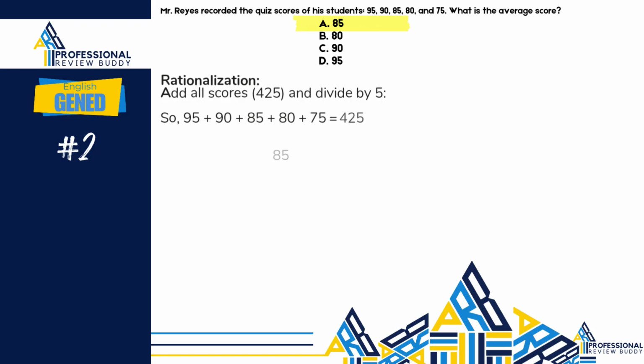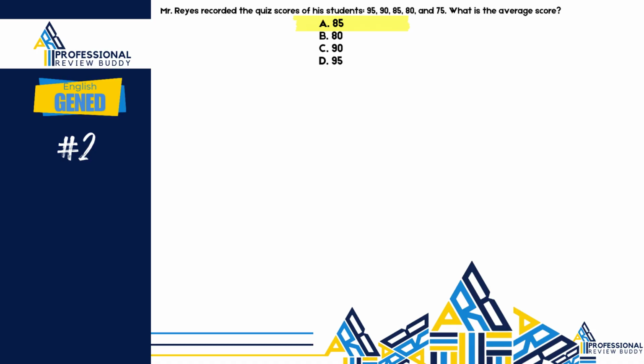Mr. Reyes recorded the quiz scores of his students: 95, 90, 85, 80, and 75. What is the average score? Rationalization: add all scores, 425, and divide by 5. So, 95 plus 90 plus 85 plus 80 plus 75 equals 425. Then, 425 divided by 5 equals 85. Therefore, the answer equals 85.